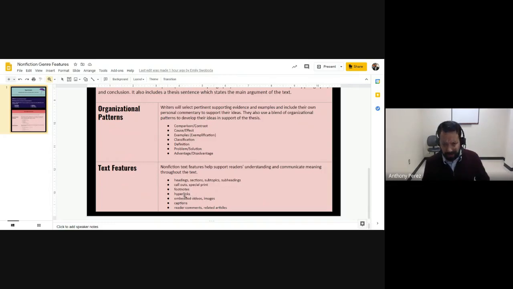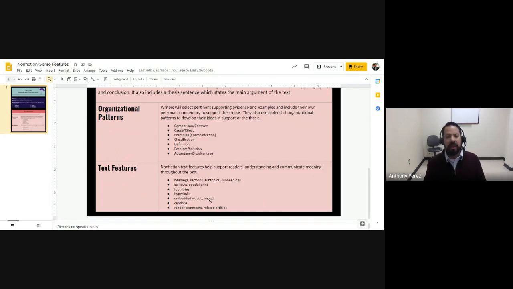Hyperlinks serve the same way, and at least in digital text, they're replacing footnotes, where you can click on the blue link and then it will take you to a video or a different article or an image of that to help you better understand.